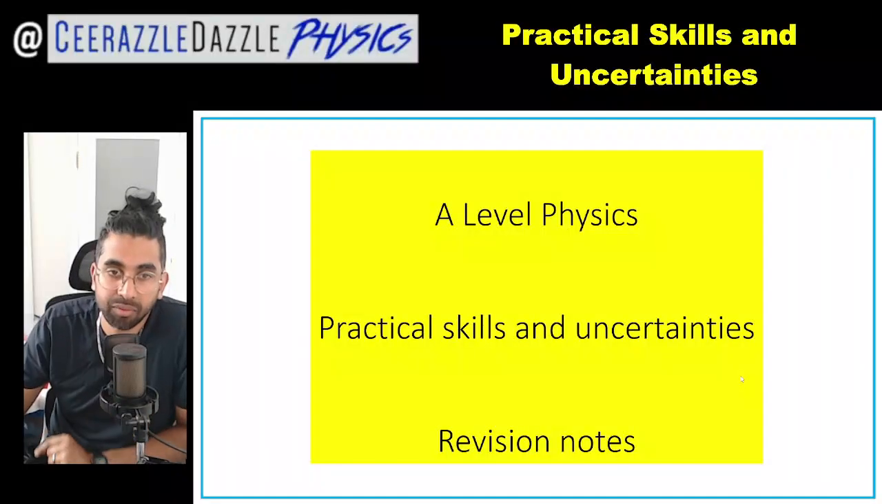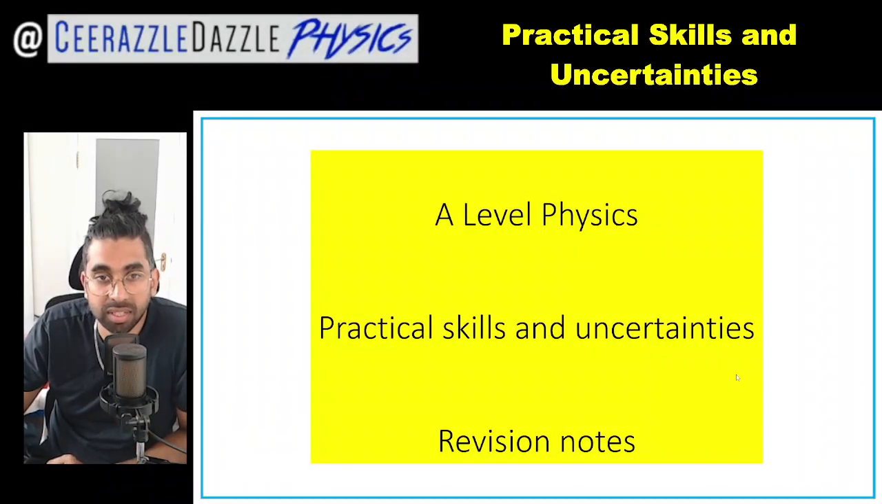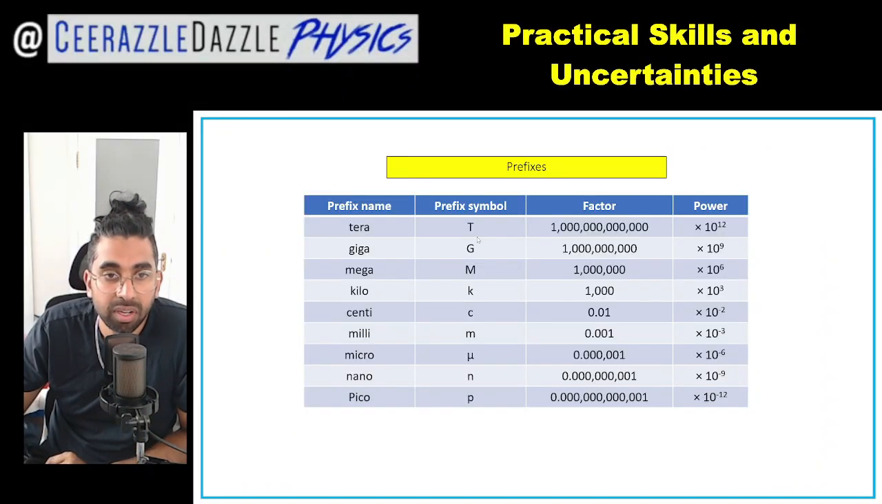Let's do this. A-level physics, practical skills and uncertainties. Prefixes: tera, capital T, times 10 to the power of 12. Giga, capital G, times 10 to the power of 9. Mega, capital M, times 10 to the power of 6. Kilo, K, times 10 to the power of 3.